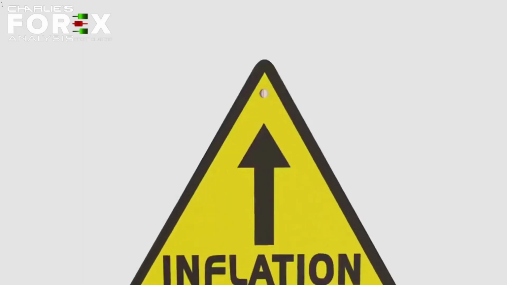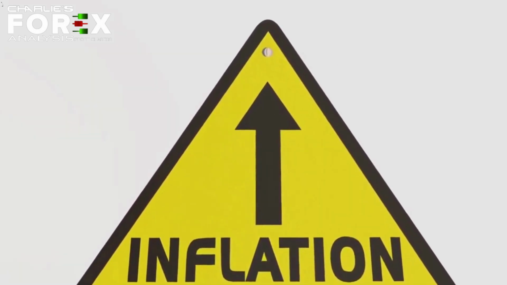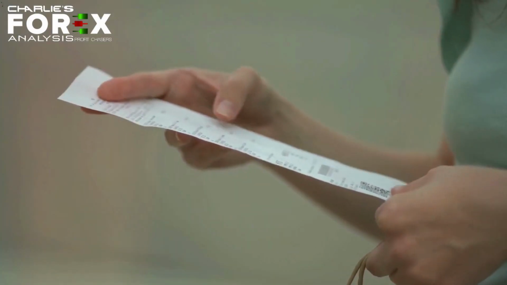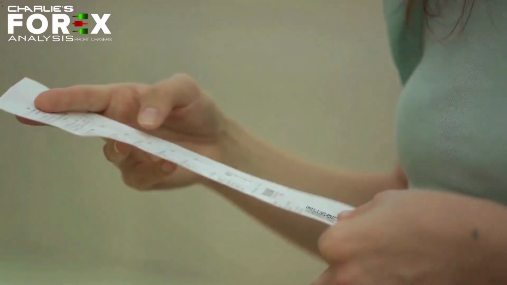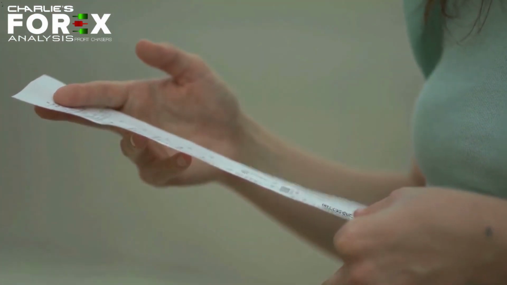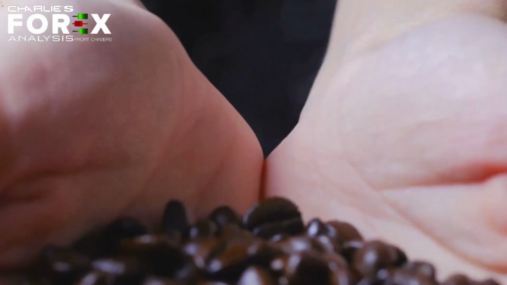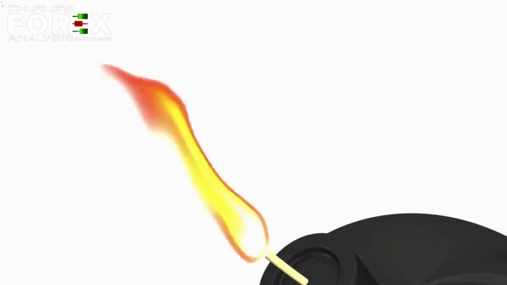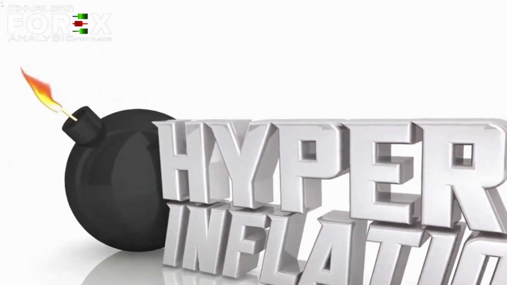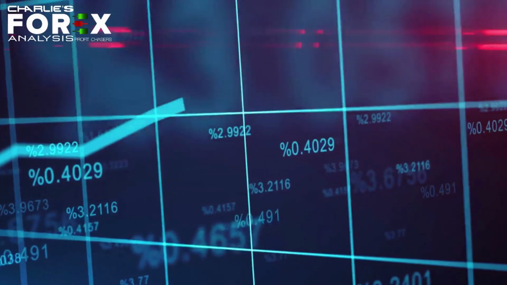Let's break it down. CPI is a statistical estimate that measures the average change over time in the prices paid by urban consumers for a market basket of consumer goods and services. This basket could include anything from your morning coffee to your monthly rent. In essence, CPI is a crucial gauge of inflation or deflation occurring within an economy.